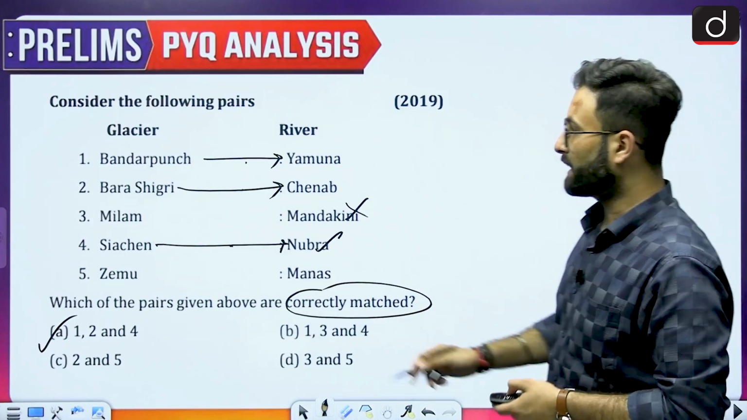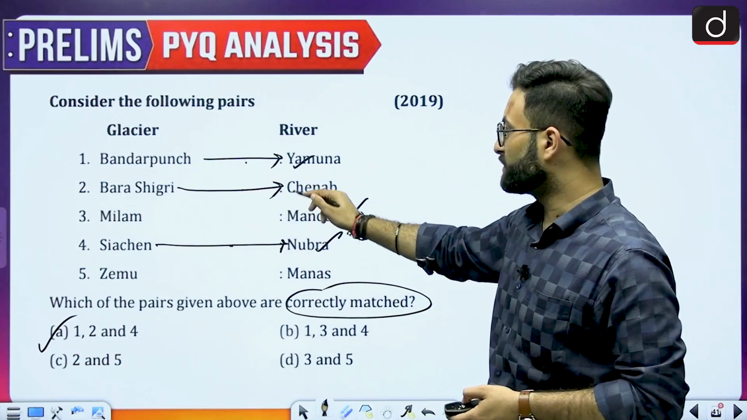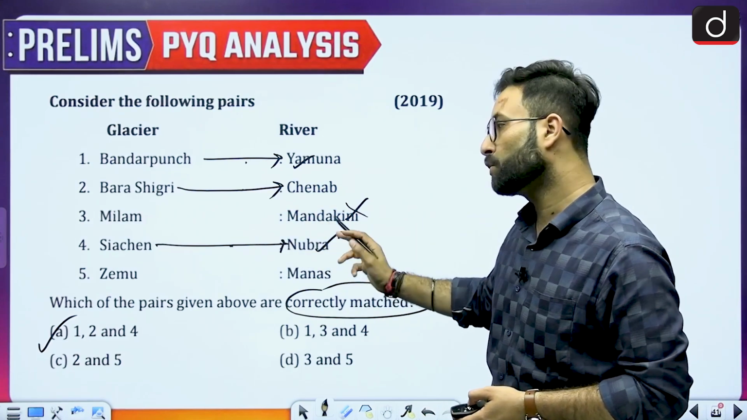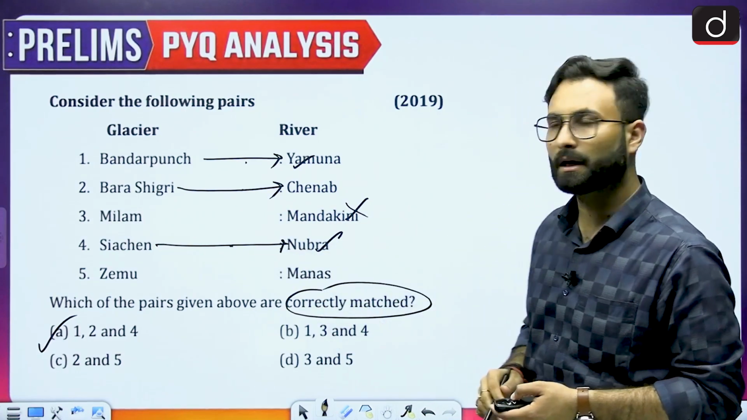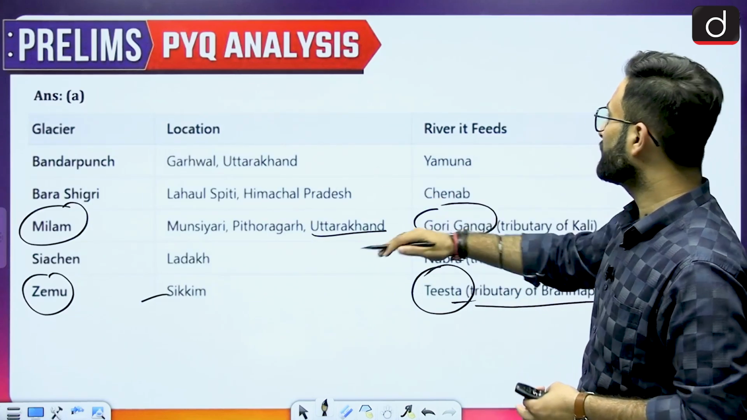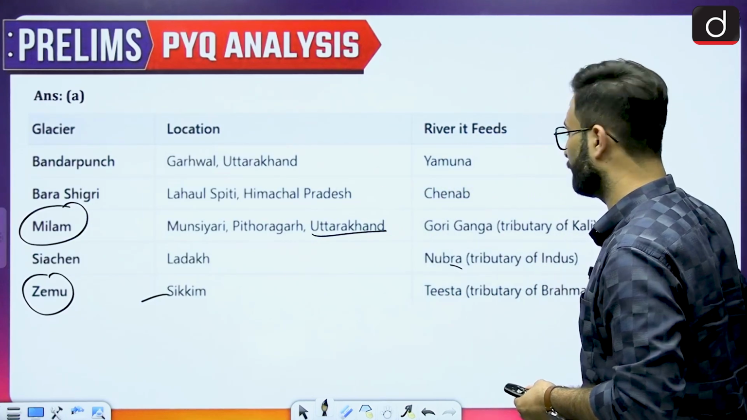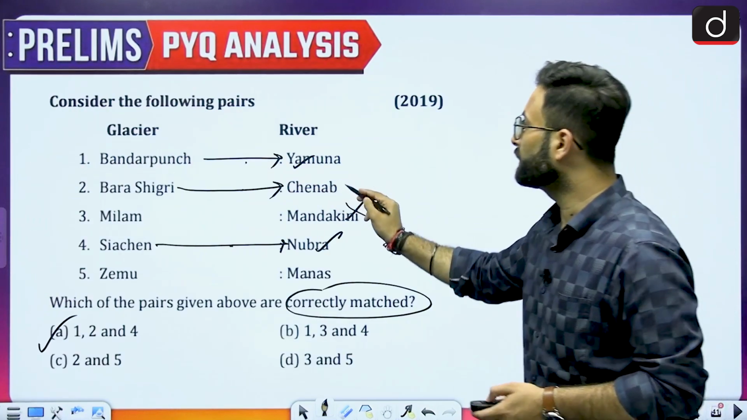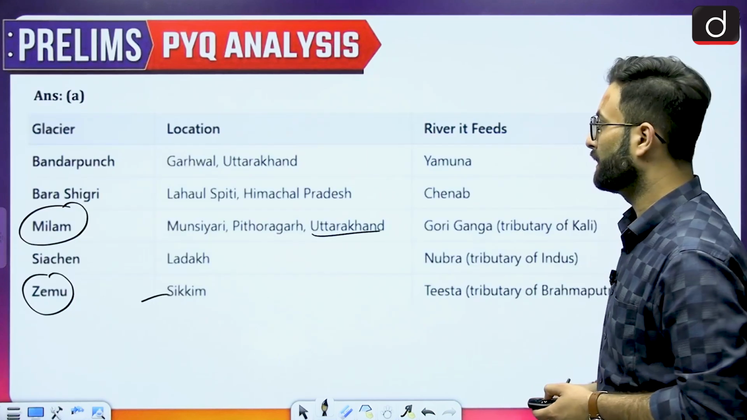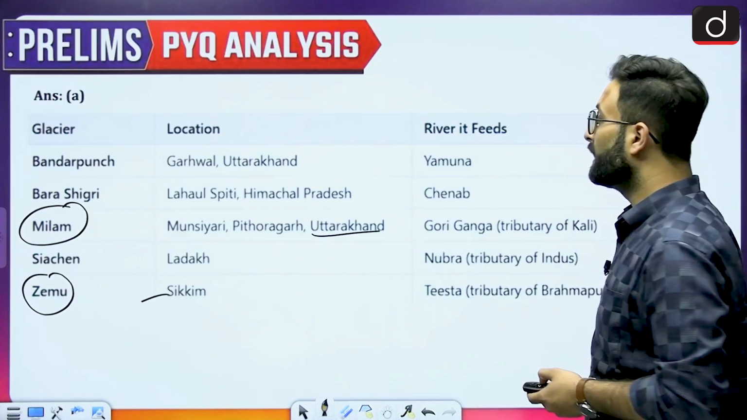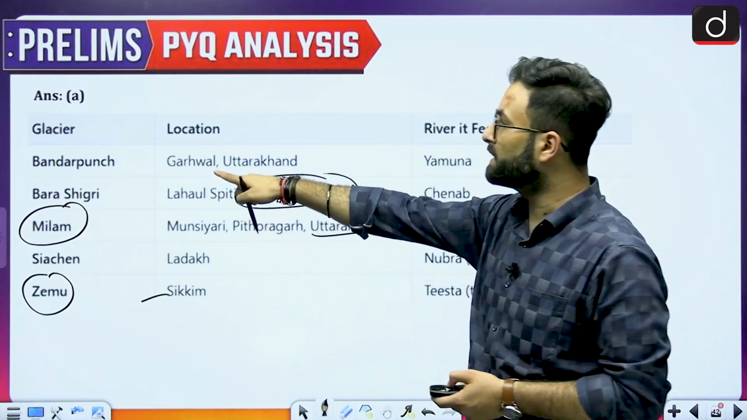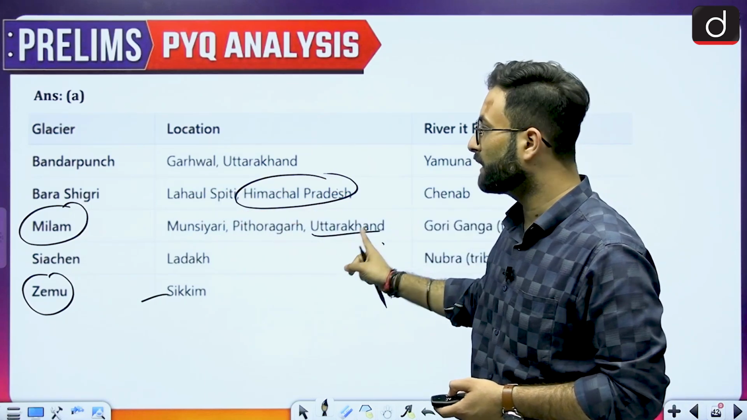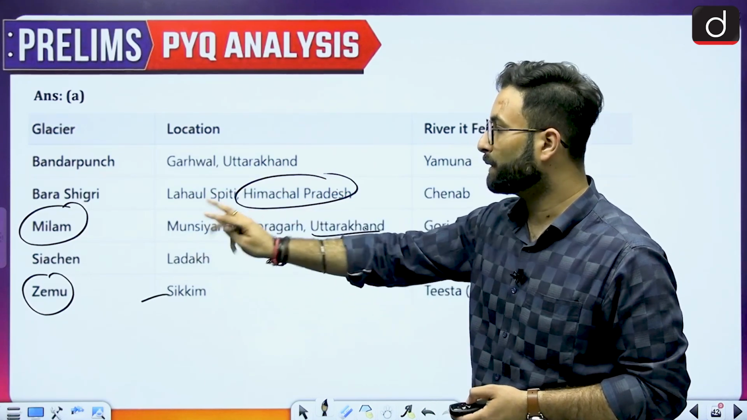So option A is the right answer: Bandarpunch is Yamuna, Barasingri is Chenab, Milam is Gori Ganga, Siachen is in the Nubra, which is fine, and Zemu is in Sikkim. So these are the locations and these are the rivers which are fed from them. Coming to the next one, Barasingri is associated with the Chenab river, and the location is Himachal Pradesh. Again, Bandarpunch is located in Uttarakhand, Barasingri is in Himachal Pradesh, Milam is in Uttarakhand, Siachen is in Ladakh, and Zemu is in Sikkim.